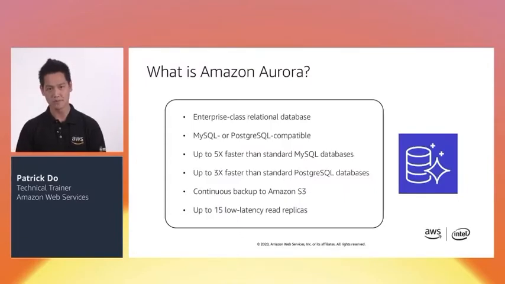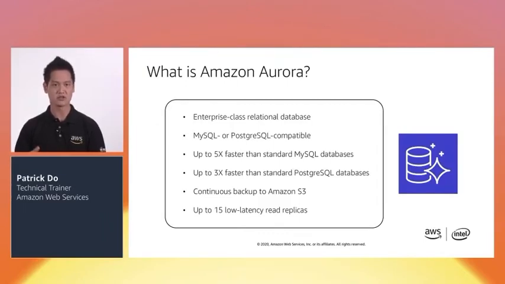What is Amazon Aurora? I mentioned Amazon Aurora in the last slide. Amazon Aurora is an enterprise database built to natively take advantage of the elasticity of the cloud. Today, it supports MySQL and PostgreSQL out of the box. It's up to 5 times faster than standard MySQL deployments and 3 times faster than standard PostgreSQL deployments.